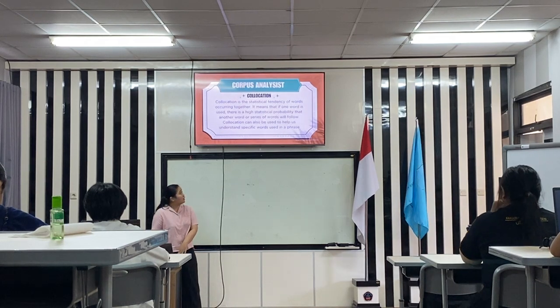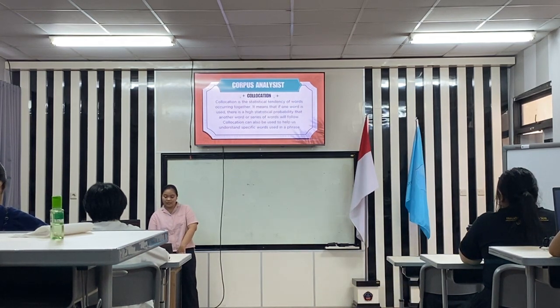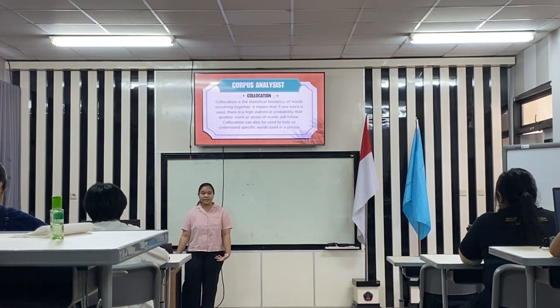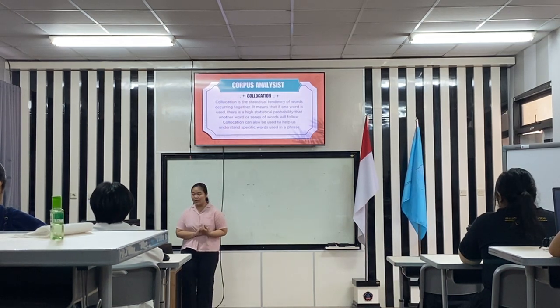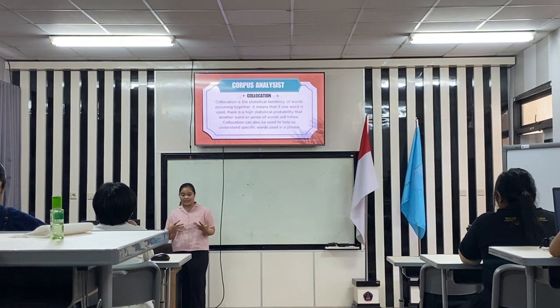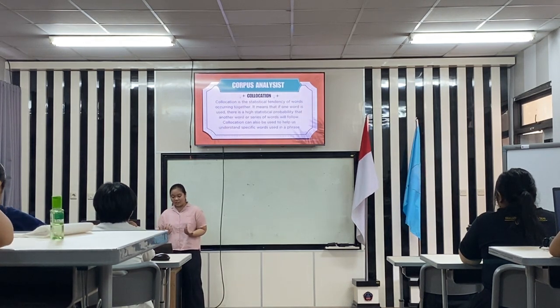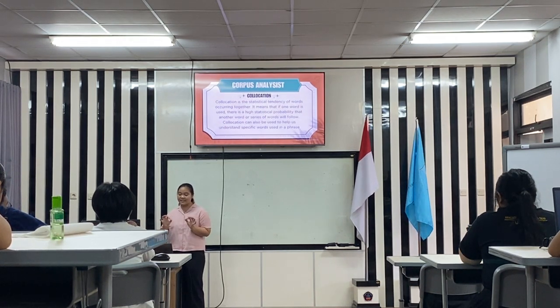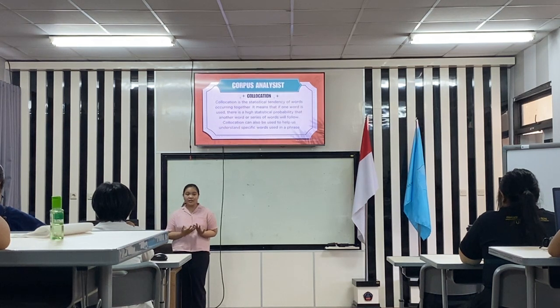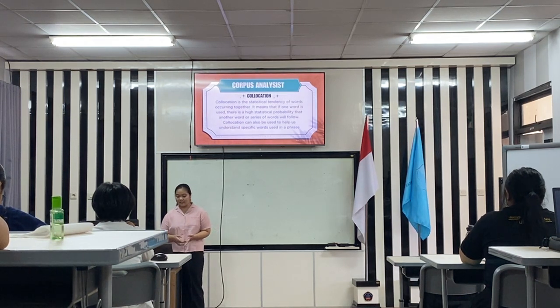Okay, that's about types of corpus. Let's move to the corpus analysis. There are three corpus analyses. The first is collocation. What is collocation? Collocation is the statistical tendency of words occurring together. It means that if one word is used, there is a high statistical probability that another word or series of words will follow. Collocation can also be used to help us understand specific words used in a phrase.